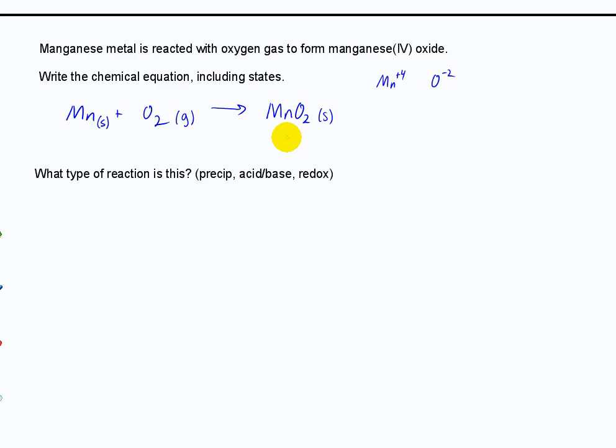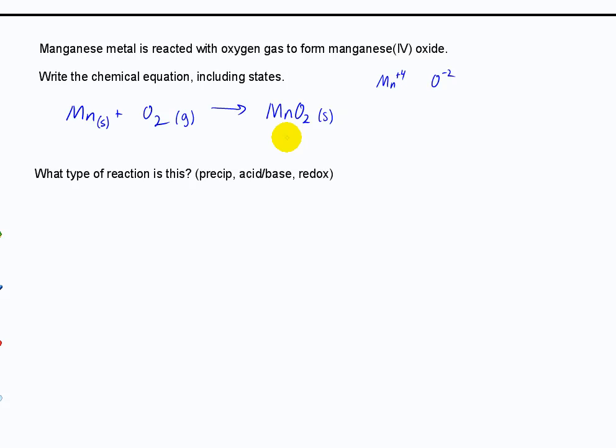All right, so what type of reaction is this? What makes you think it's a redox? The charges change, right. How did you know that the charges change? Well, it's because the oxygen is by itself, and whenever it's by itself it's zero, and when it combines with something, it's minus two.